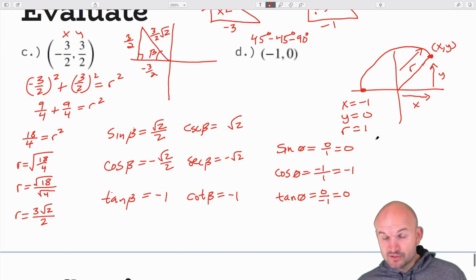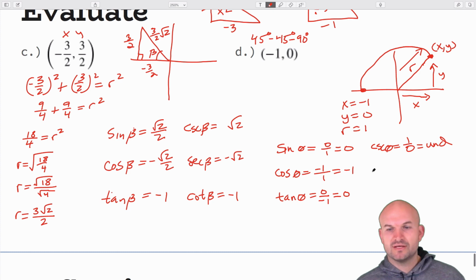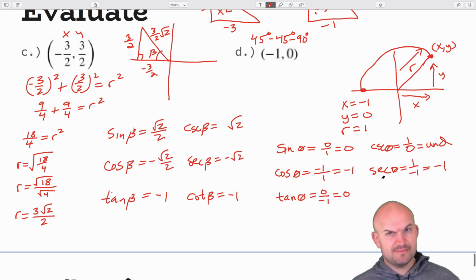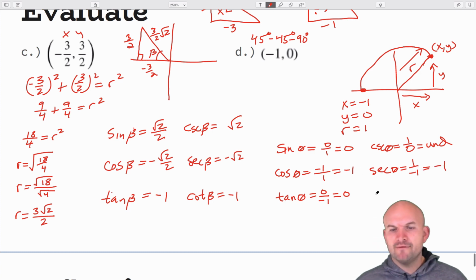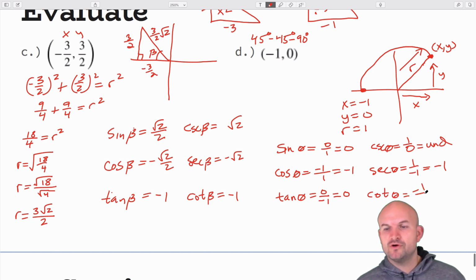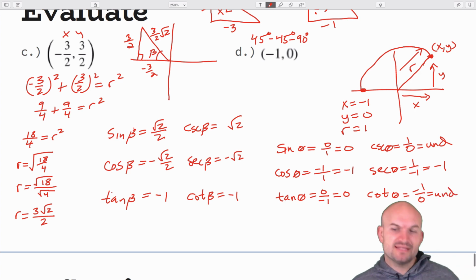Now the reciprocals, though, we have something that comes into play here, because cosecant of theta is 1 over 0. And if you remember, we can't divide by 0, right? So this actually is undefined. The secant of theta is just going to be 1 over -1, which is also -1. So secant and cosine are actually the exact same. Interesting. And therefore, cotangent of theta is now going to be -1 over 0, which is, again, also undefined. So we'll talk more about that from now.